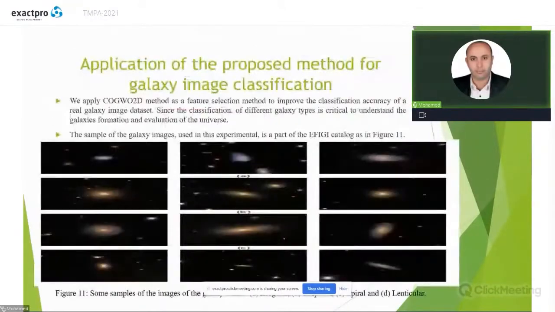However, we're going to apply these new techniques to a real application. This real application is galaxy image classification. The galaxy images are collected from different galaxies, as we can see here, from a catalog called EFIGI. This catalog contains four types. Among these four types, we can see the most similarity between the images, and we needed to make a classification for each of them.